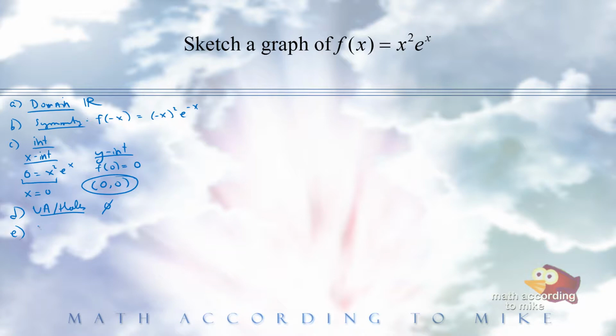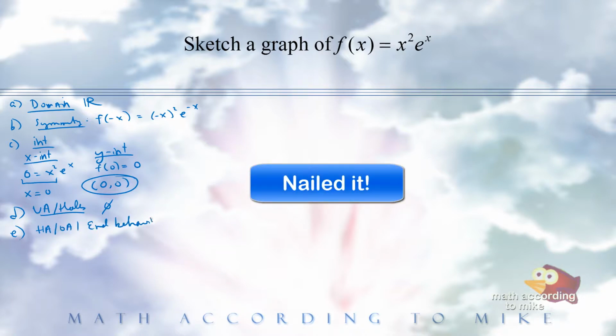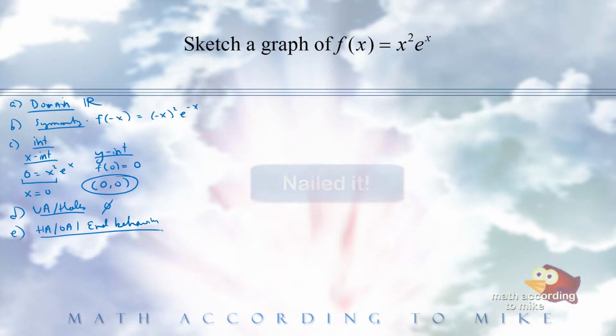What do we got? Horizontal asymptotes, oblique asymptotes. I really should have called this end behavior in the previous example, but it was okay because that one was a rational function. So if we consider the limit as x gets really big, well, x squared gets really big, e to the x gets really big, so their product gets really, really big. This guy goes off to infinity.